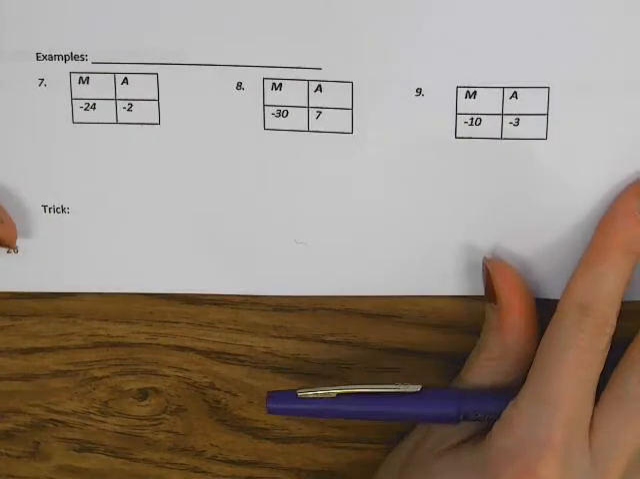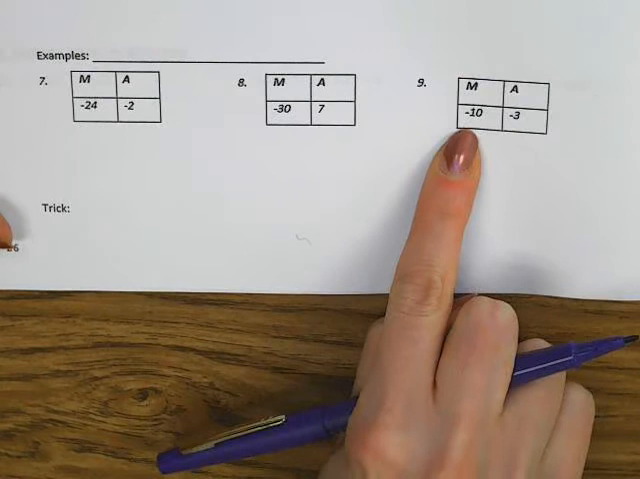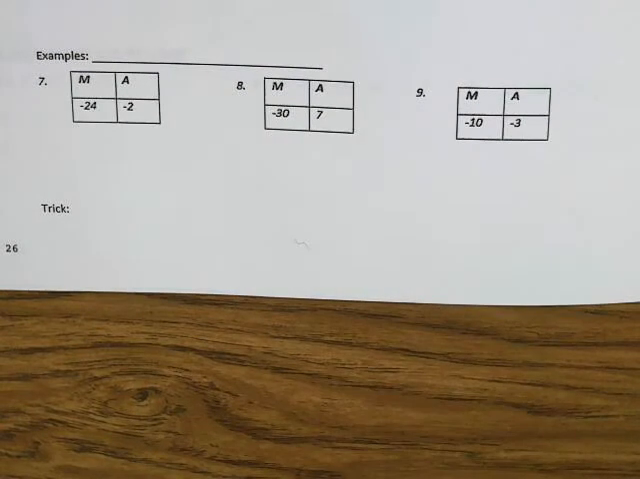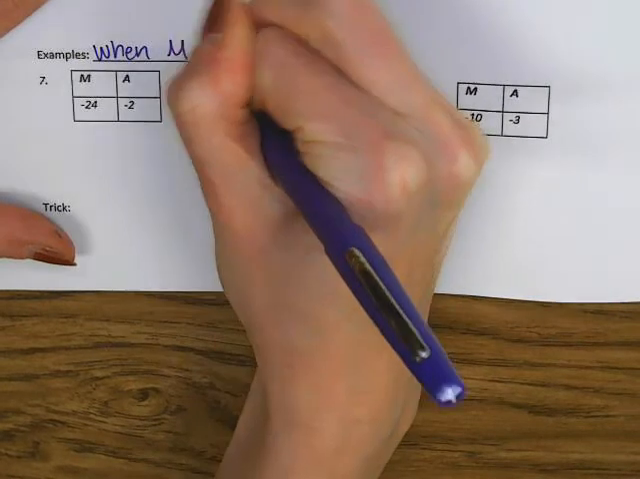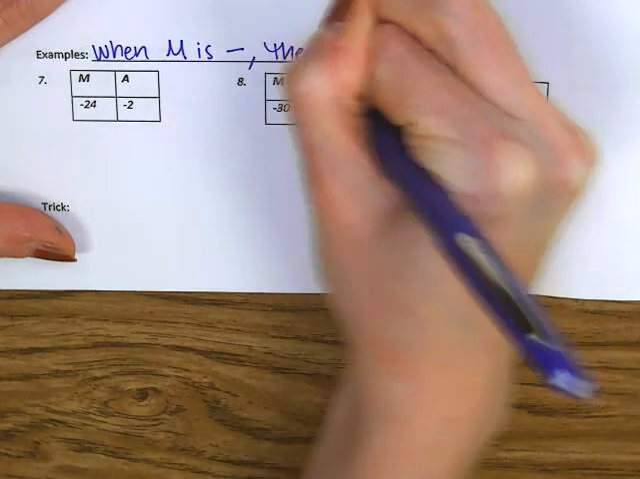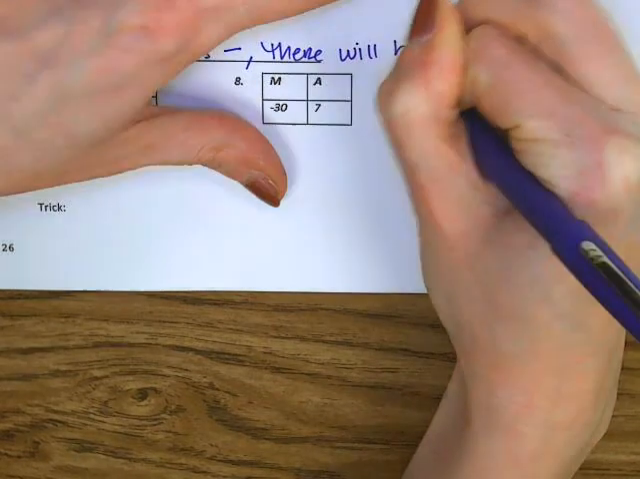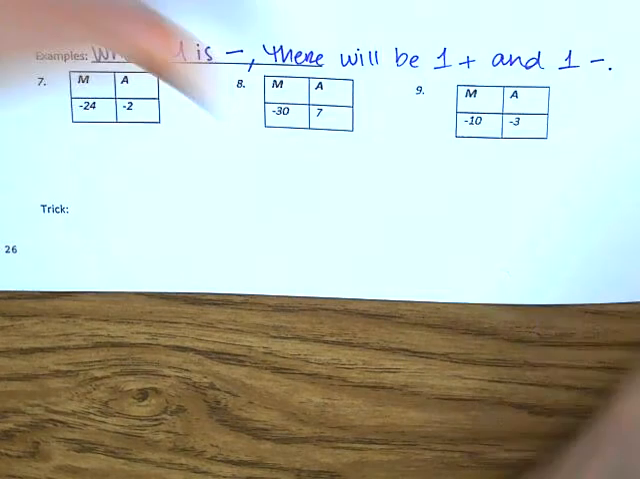The last set, and these are the hardest ones. When your multiply is negative, it means there's got to be one positive and one negative. So when the multiply is negative, there will be one positive and one negative in your answer.